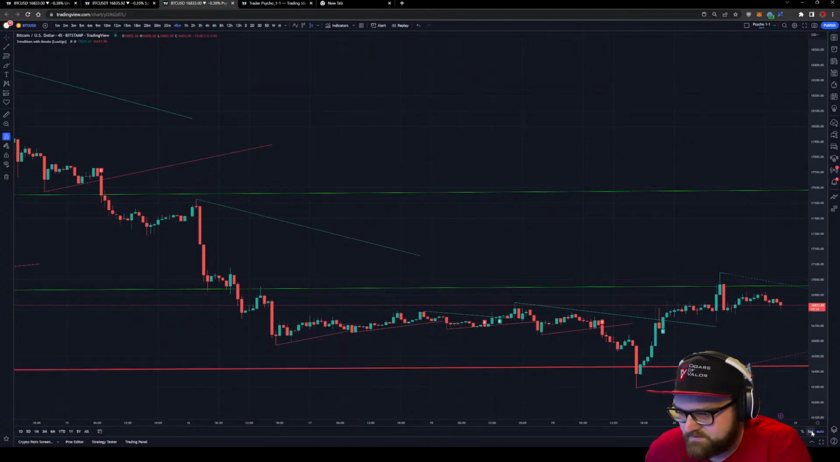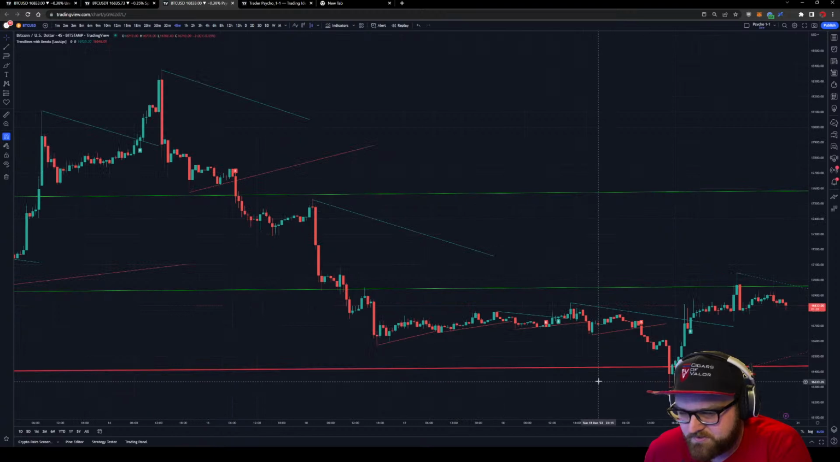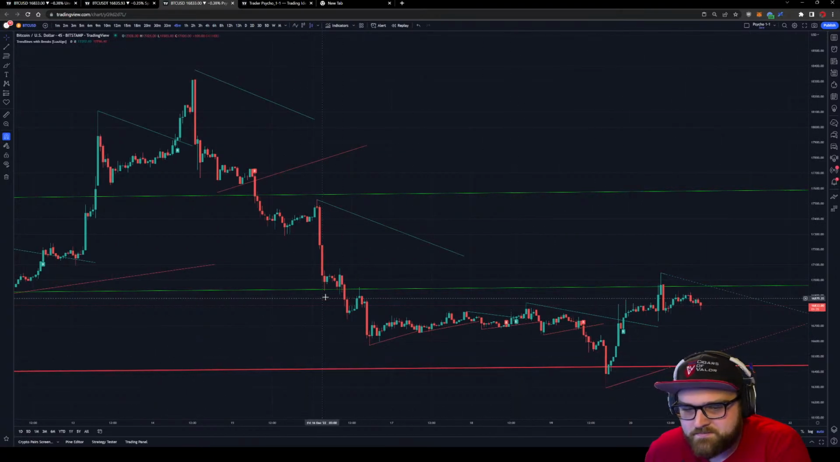And then break here, take profit here on the non-logarithmic spider lines.